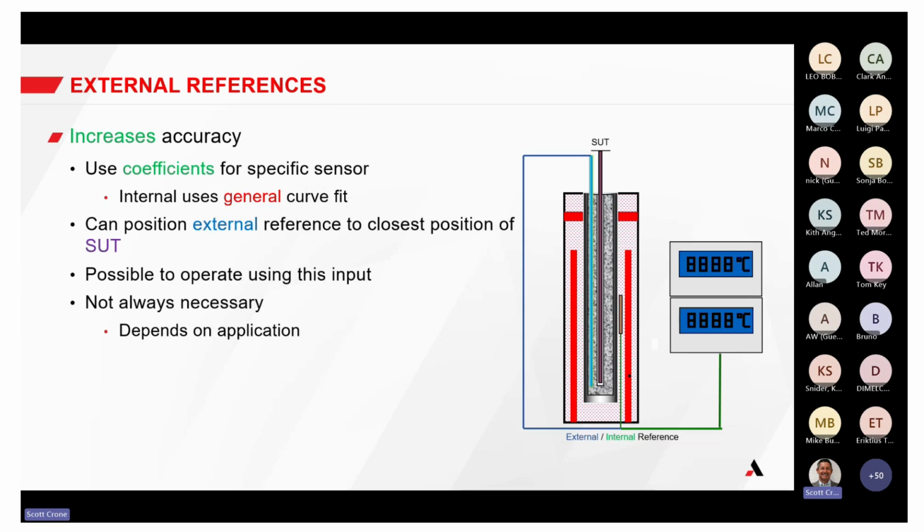So this is the other tool that allows us to do short sensors within a dry block. And it's possible to operate using this input. So we use a mode called set follows true. And set follows true allows us to say, nope, I want you to read the internal sensor, but disregard that reading and use the external sensor only. So what you're getting is the most accurate temperature in the block or in the insert closest to the sensor under test.